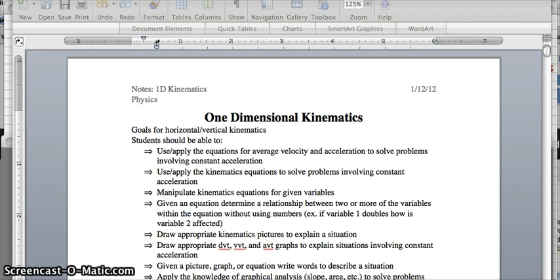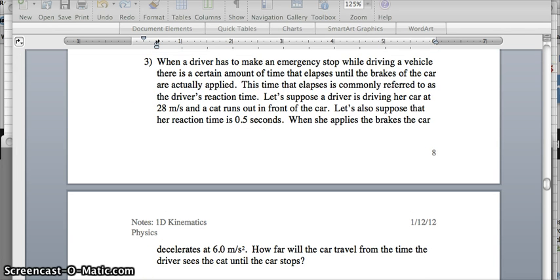Hello everyone, we are in our one-dimensional kinematics notes. We are going to look at example number 3 in the horizontal direction. So go ahead and turn to page 8 where example 3 is located. Alright, so we're back. We are going to take a look at this example.